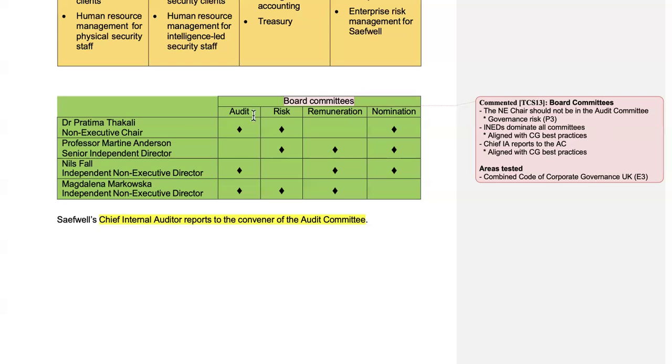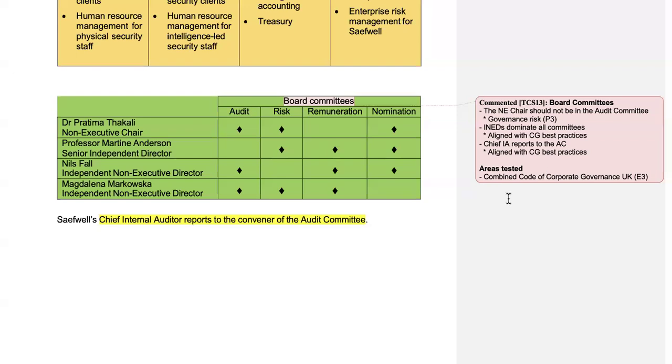And when you look at all these committees, independent non-executive directors dominate all committees, thereby falling in line with corporate governance best practices. Again, I've explained these elements in depth in the pre-seen analysis videos. And as per the information presented, the chief internal auditor reports to the convener of the audit committee, again aligning with corporate governance best practices.